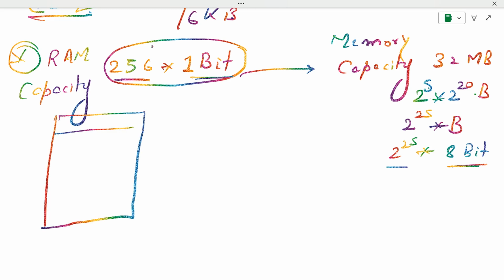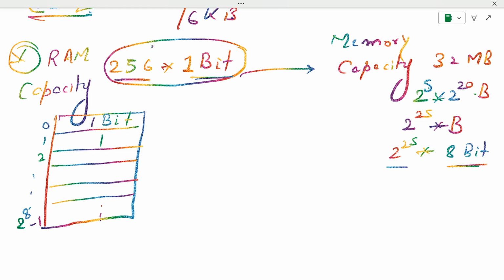So there will be altogether 256 rows, right? 0, 1, 2 up to 2 to the power 8 minus 1, and each row will be storing 1 bit only. So this is the way the RAM is constituted, and we have to create a memory of capacity 2 raised to the power 25 into 8 bit, because 1 byte is 8 bit.